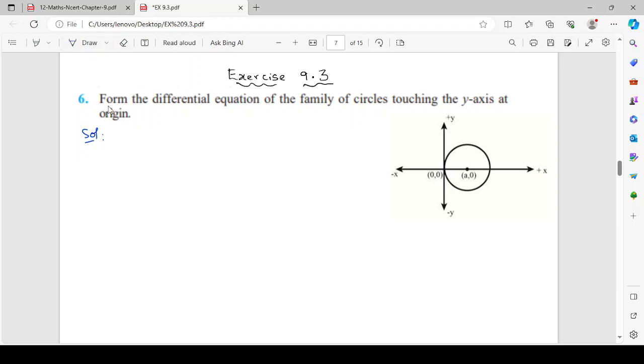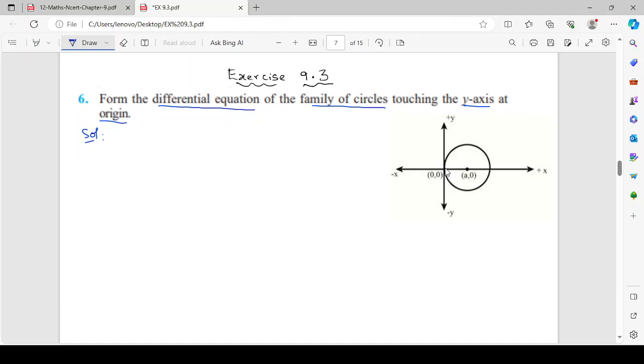The sixth problem here is: form the differential equation of the family of circles touching the y-axis at origin. So we need to form a differential equation here, of what? Of the family of circles that are touching the y-axis at origin. You are going to find the differential equation of the family of circles that are touching the y-axis at origin.